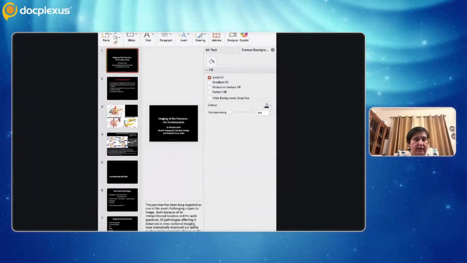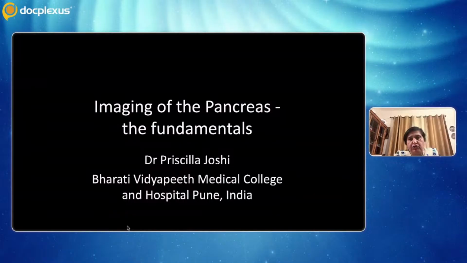So I'm going to speak to you on imaging of the pancreas, the fundamentals. As we all know, the pancreas has always challenged radiologists, not only because of its deep retroperitoneal location, but also because of the wide spectrum of diseases which affect it. These often have overlapping clinical and imaging features, and it is up to us as radiologists to try and differentiate one condition from the other.